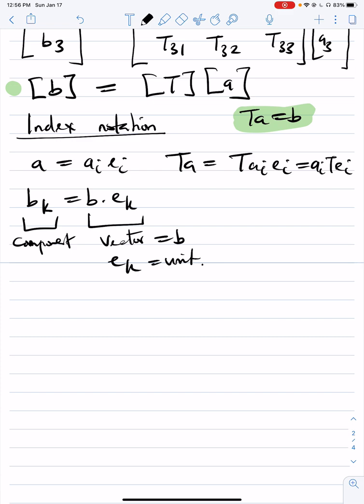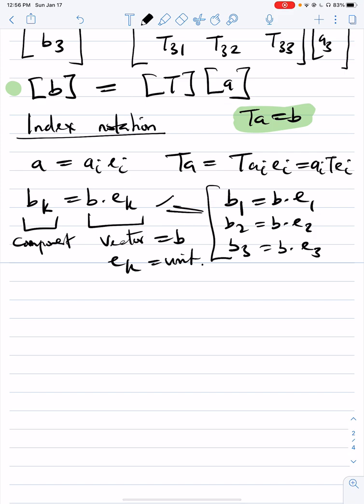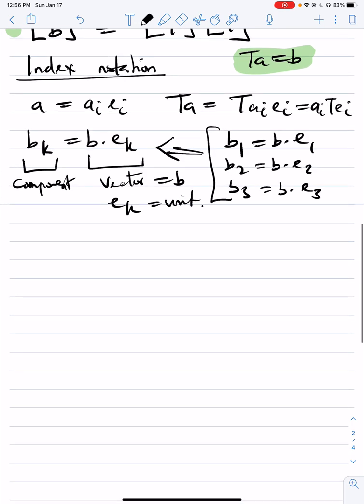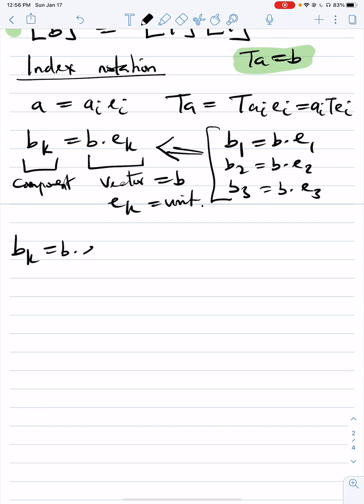As we've done previously, we're able to get B1 equals B dot E1, B2 equals B dot E2, B3 equals B dot E3. So basically, we've used that same terminology to get this. I hope this makes things clear. So for you to get the component, you find the dot product of the vector itself and the unit vector in the direction that you want that component. So B_k is equal to B dot E_k.